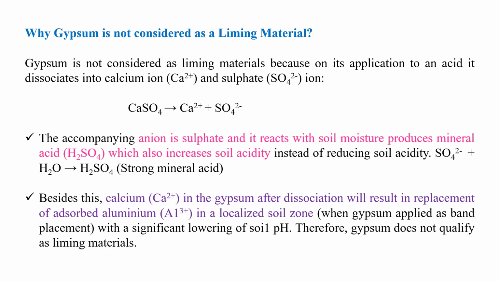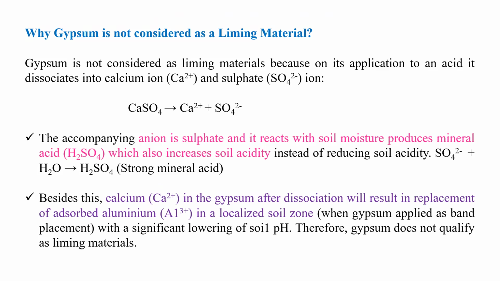Why is gypsum not used as a liming material? Gypsum is not considered a liming material because the formula of gypsum is CaSO4·2H2O. So gypsum has both calcium and sulfate.